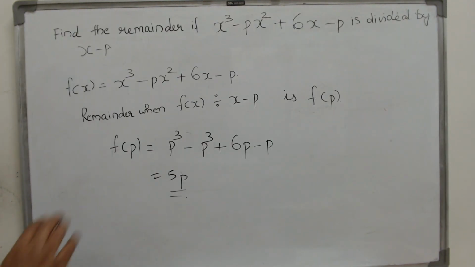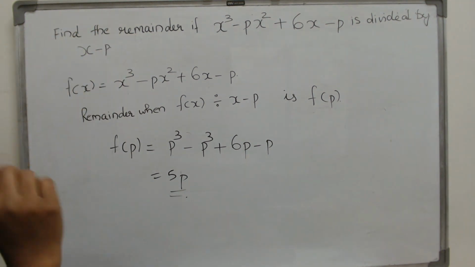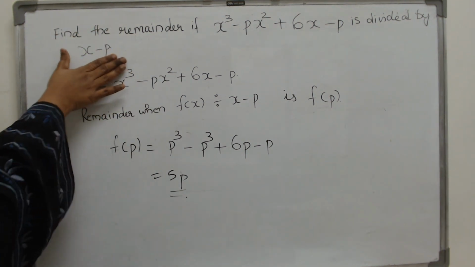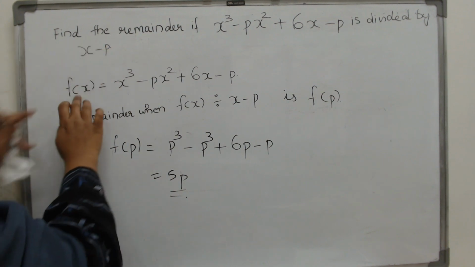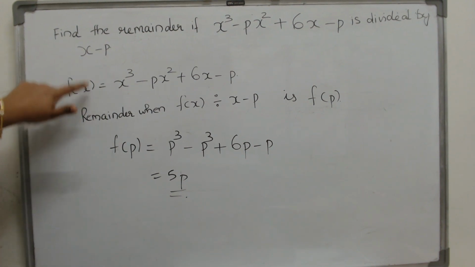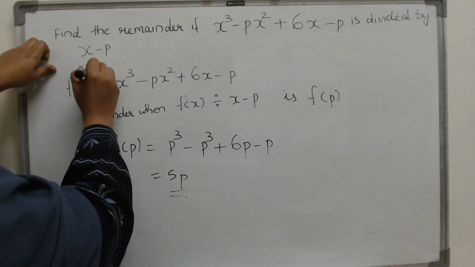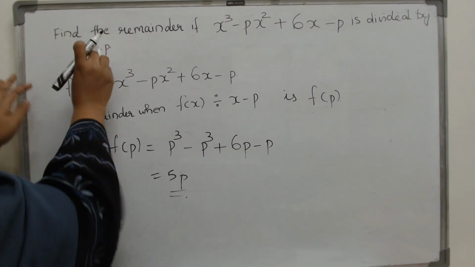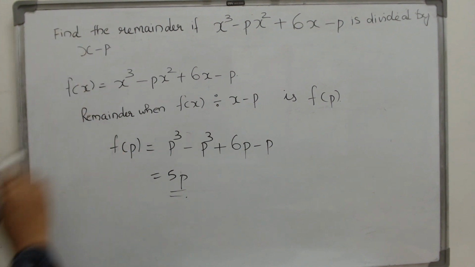Again, what do you have? You have a big polynomial and we want to find the remainder when it is divided by a small linear polynomial. What will be the remainder? Wherever you have x, you have to find the zero. What is the zero of this? P. P is what will make this whole thing into 0. So wherever you have x, you put p, then you will get the answer.